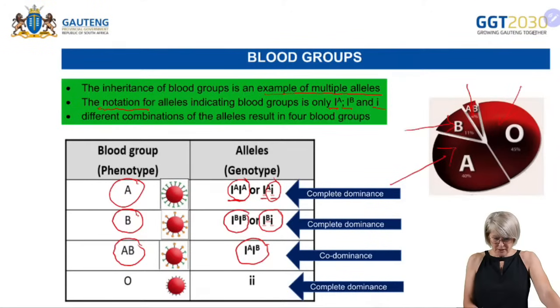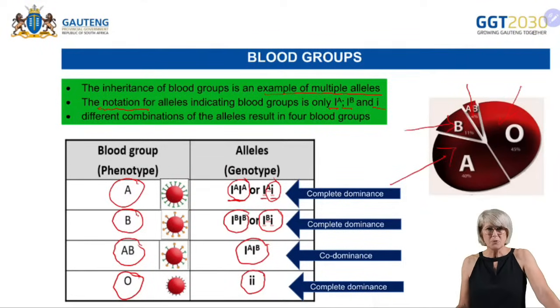Then in the last example here, blood type O, we see that there is again a homozygous individual, and as we said, the allele for blood type O is recessive, and therefore this individual has 2 recessive alleles, and therefore would be blood type O. And again, that would be complete dominance.